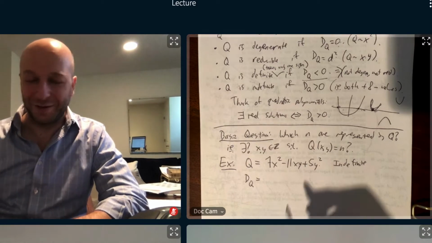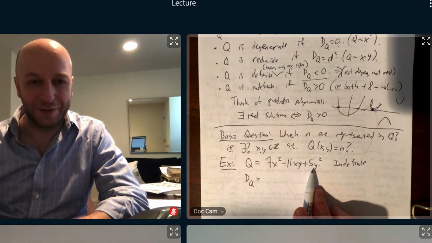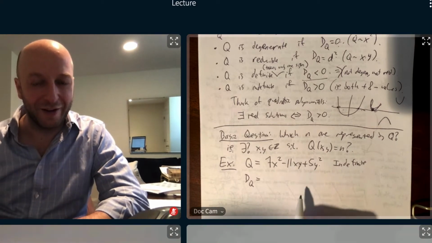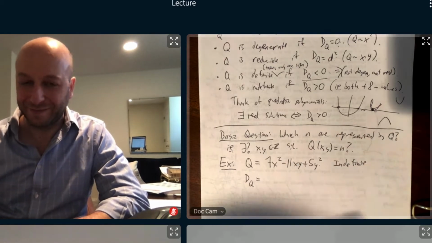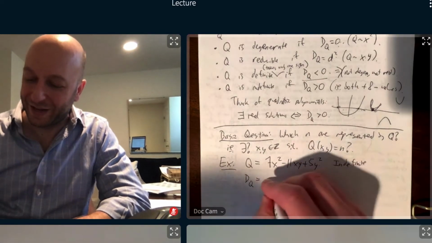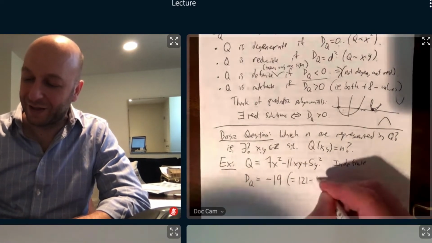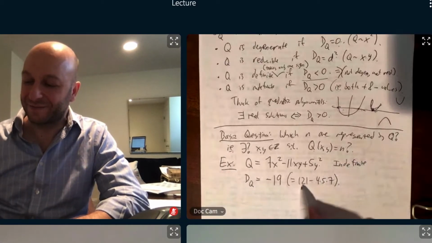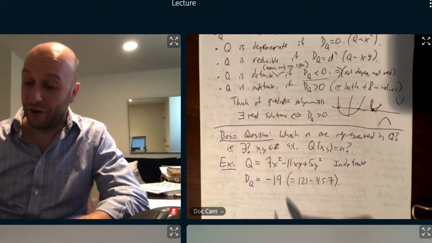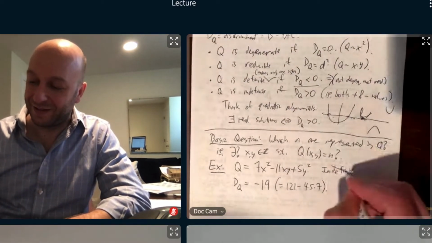Is that what everybody else got too? B squared minus 4ac? Did you guys get negative 19 for the discriminant? Can I get a thumbs up if you're following along and you found negative 19 for the discriminant? Kevin, did I do that right or did I make a mistake? Okay, thumbs up. Everybody's getting negative 19 for the discriminant, as am I. So I got that by doing 121 minus 4 times 5 times 7. So it's a negative discriminant, which means it is definite. It's not indefinite. It's definite.